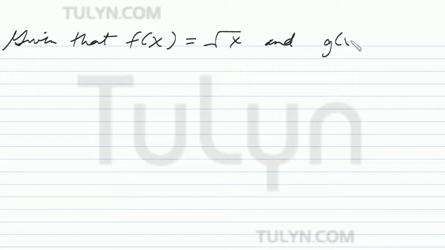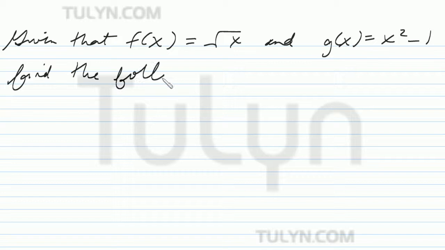Given that f of x equals the square root of x and g of x is equal to x squared minus 1, find the following composite function.